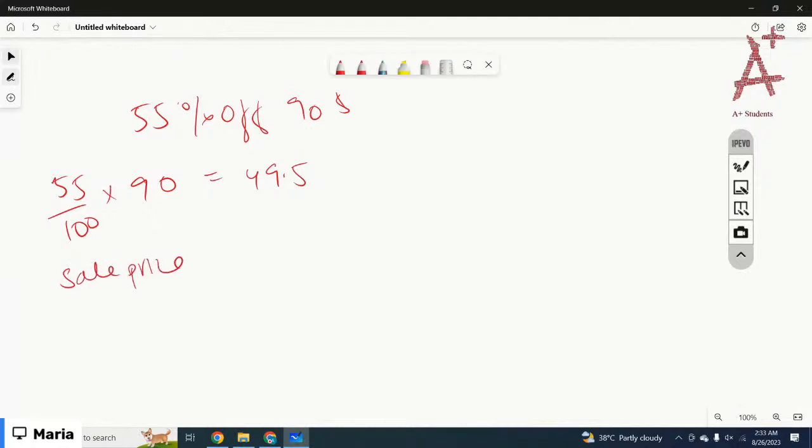Actual price is 90, right? 90 is the actual price minus the sale off. You have 49.5 off and you have to pay just 40.5. That means the sale price is 40.5, right?